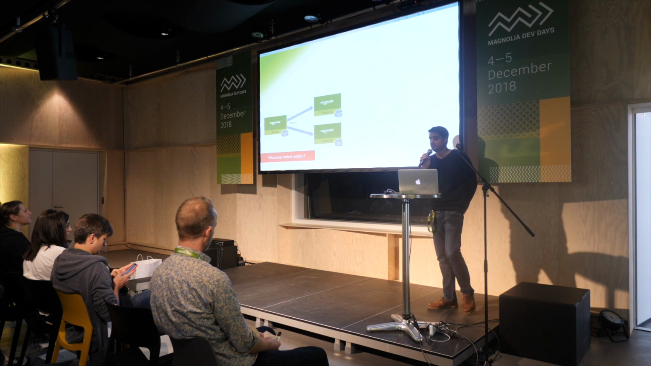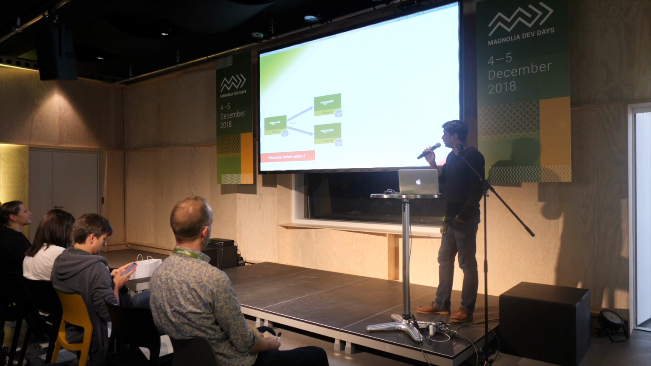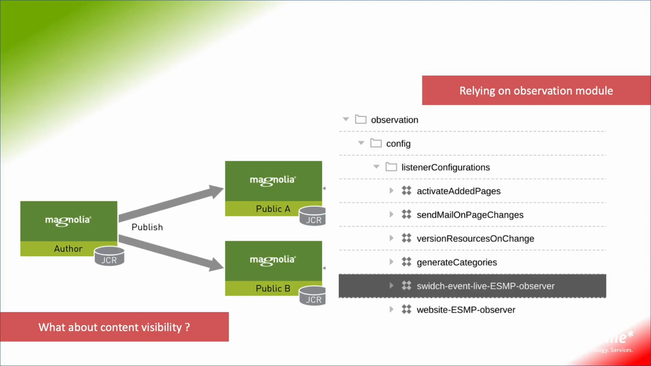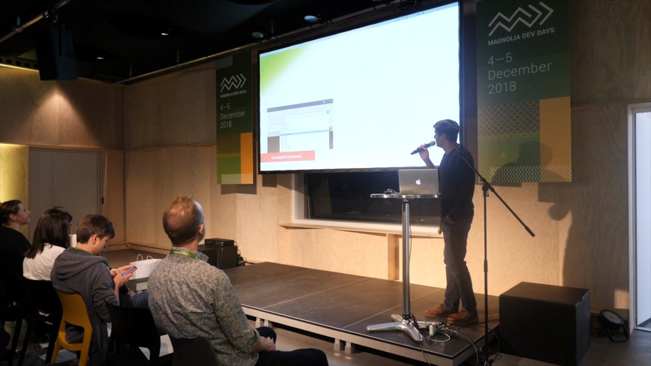Yeah, what's about content visibility? In the CMS world, it's pretty much common that we have some kind of publishing mechanism, and our plugin is also honoring this stuff, and this is by relying and configuring the observation module, which is basically shipped from Magnolia. As you can see here on the right screenshot, there's some example configurations for this, and this is done automatically by the plugin.